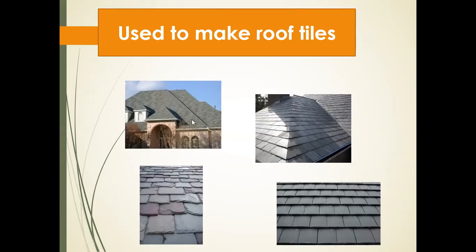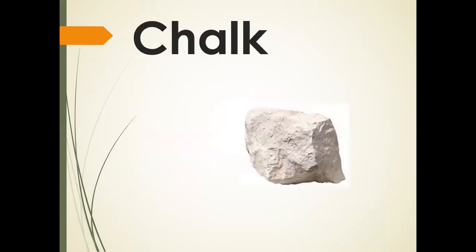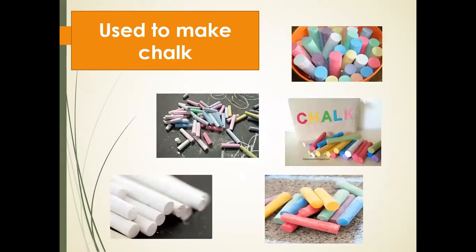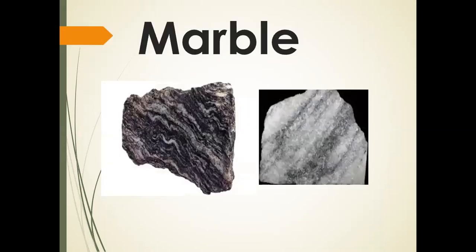As you can see here, the roofs of those houses use the slate to make those tiles. Okay, so again, we took the chalk. We are talking about rock examples. What is the chalk used for? It's used to make chalk, either the colored or the white ones, and we use it to write on the blackboard. The second example is the marble rock.